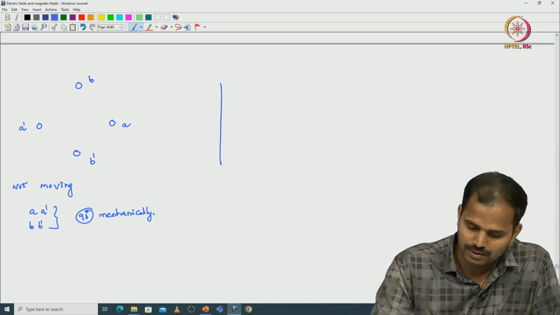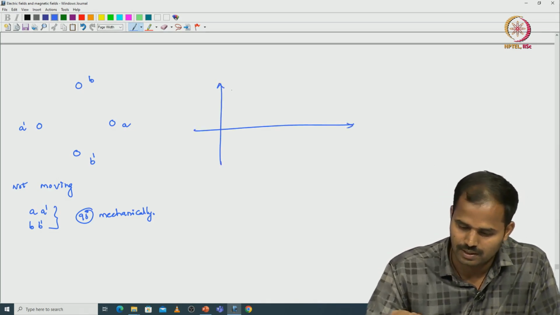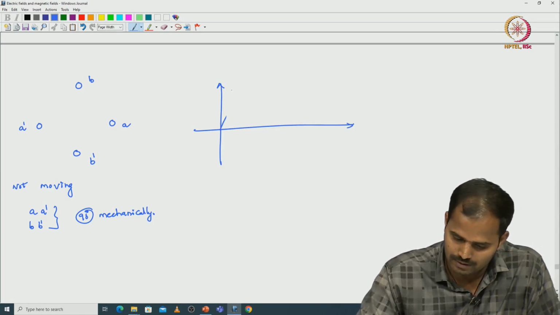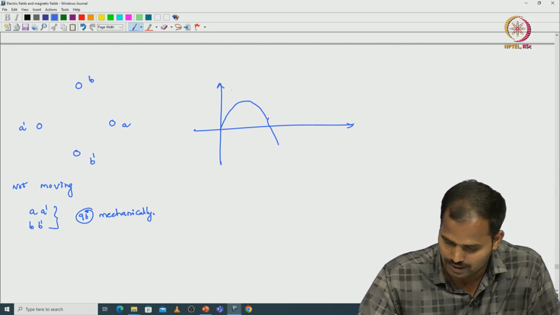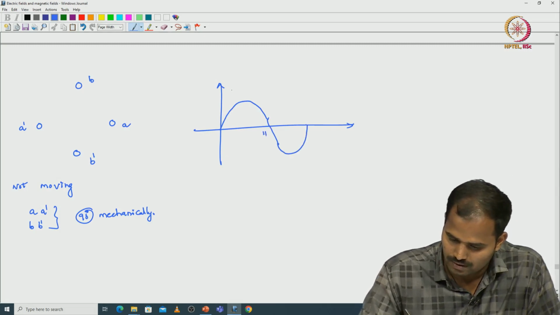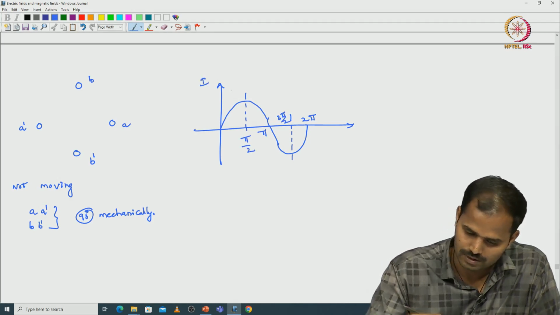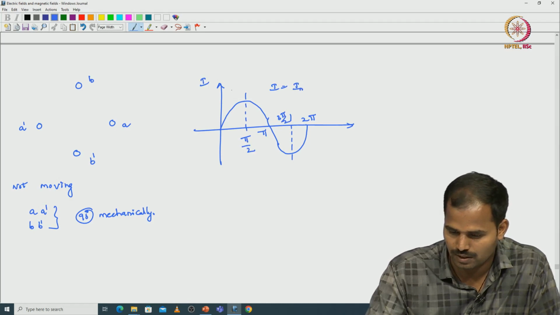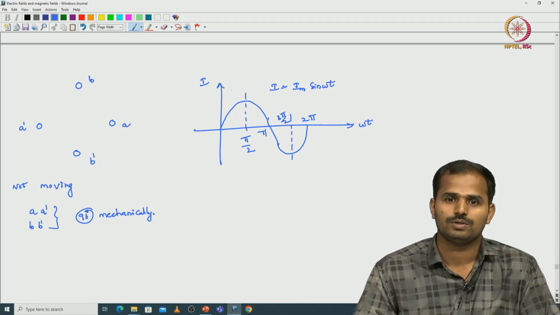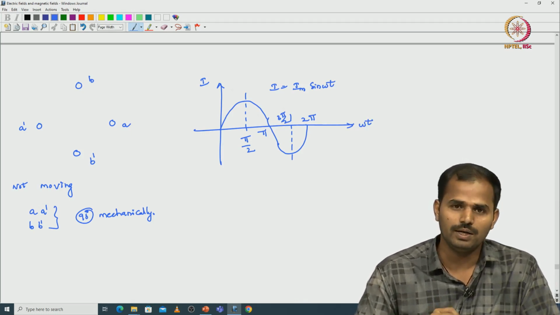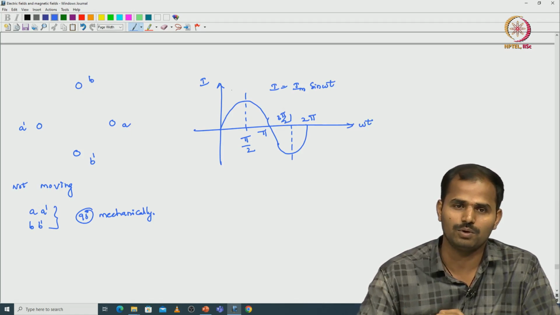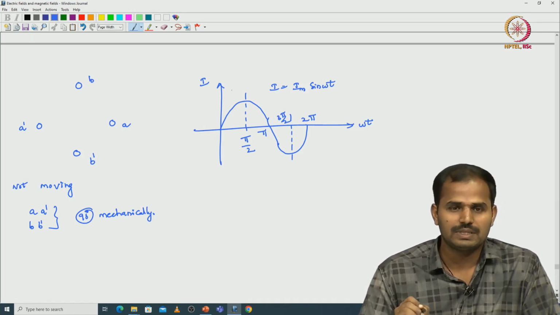The current excitation to these coils is the same. I am considering sinusoidal excitation, with axis marked pi, 2 pi, 3 pi by 2 and pi by 2. Here I equals Im sin omega t, where this is omega t. So, we are exciting both coils with this kind of current, both coils with the same current.